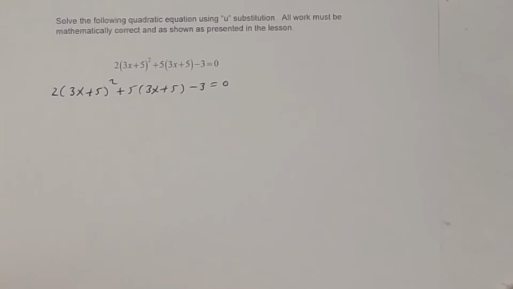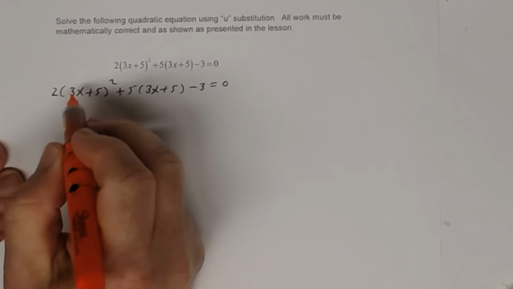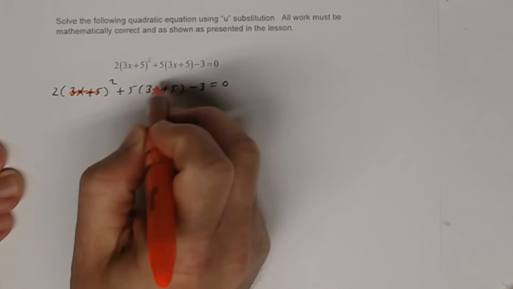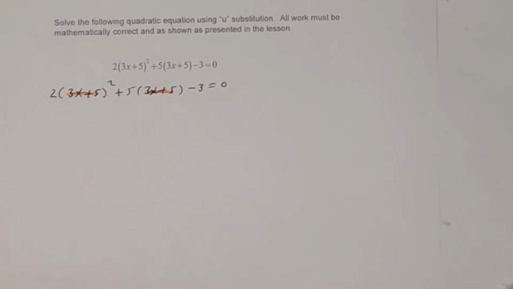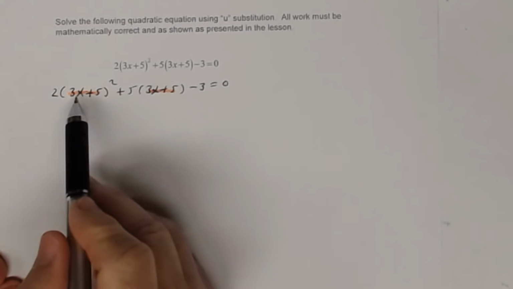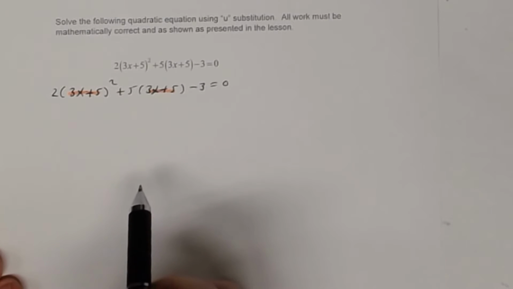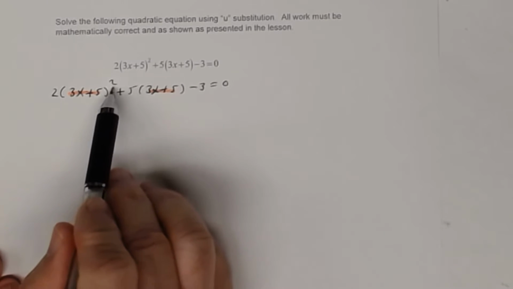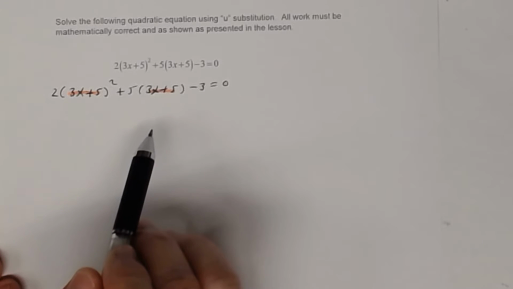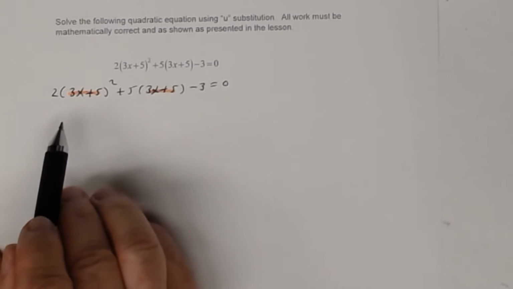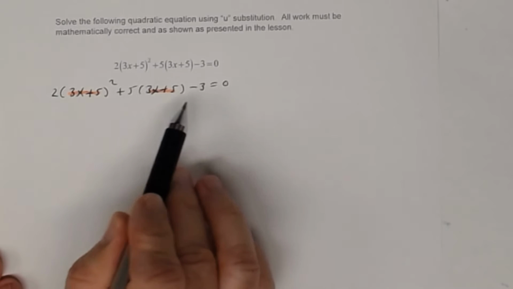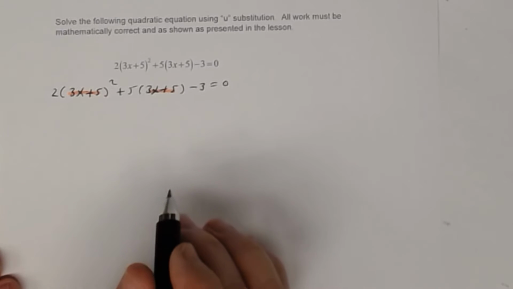Now, what I want you to do though in this problem is to recognize that I have two expressions right here and right here. Those are the same. All right, so I have two expressions that are exactly the same, 3x plus 5. And this expression is being squared, and this expression is being raised to the first. So what that means is that I can make a u substitution that will make this quadratic equation so much easier to deal with.